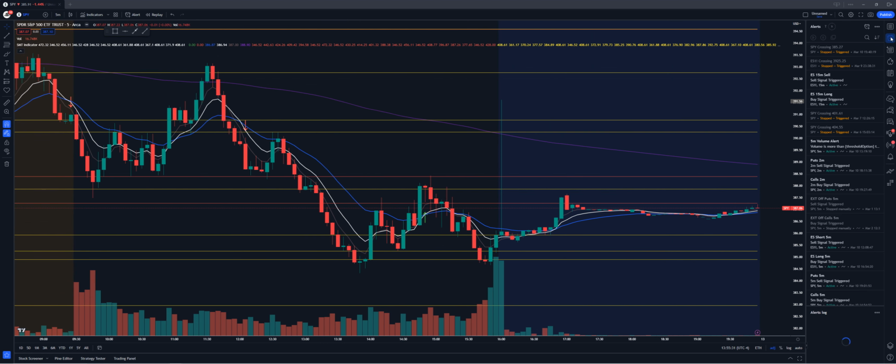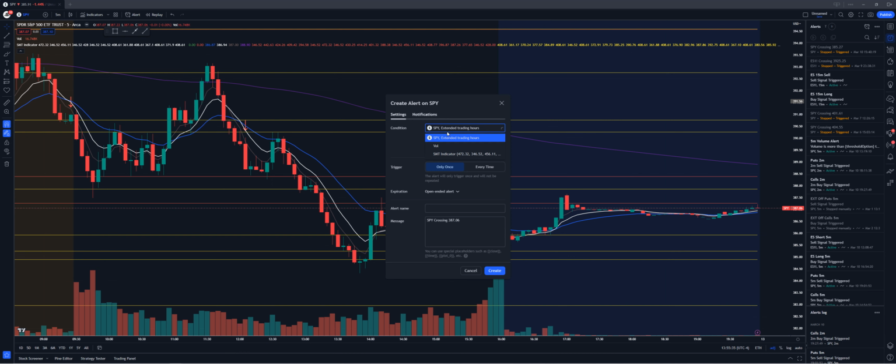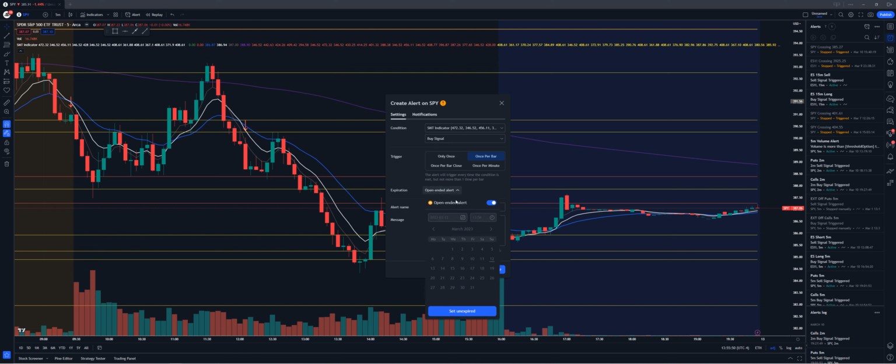And what you can actually do is go into the alarm button right here and click create alert. You can go ahead in this drop down and select the SMT indicator, and for any time frame. You can see here I'm on the 5-minute. If you change your time frame, it'll automatically adjust. You can set an alert, like a buy signal. You can do it once per bar, every minute, whatever you want. I keep them as open-ended.